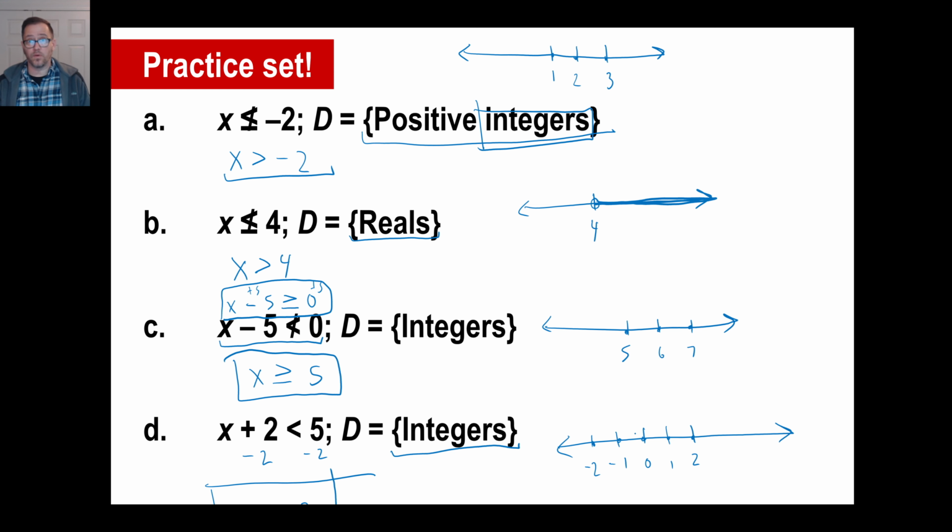Okay, and again, the reason we're not using all of it like this is because they tell us we are only allowed to use integers on that one. So that's what it's going to look like.